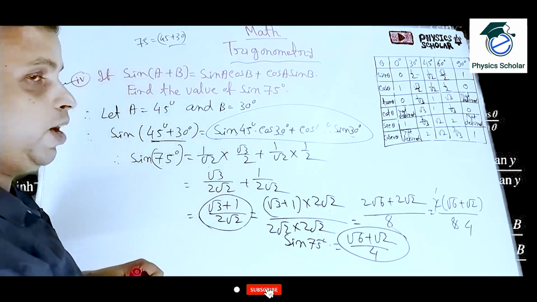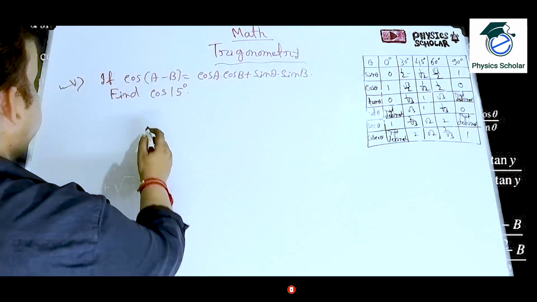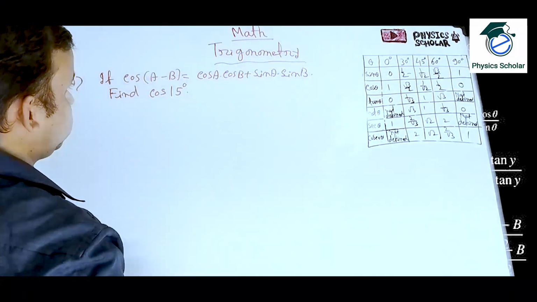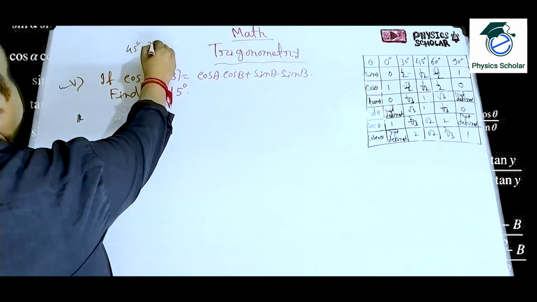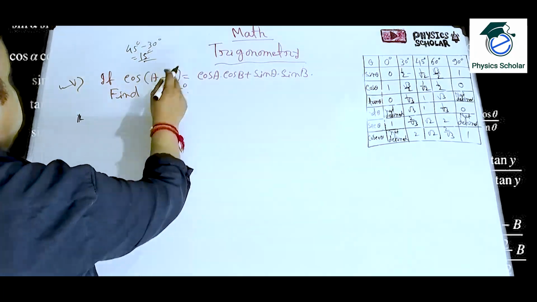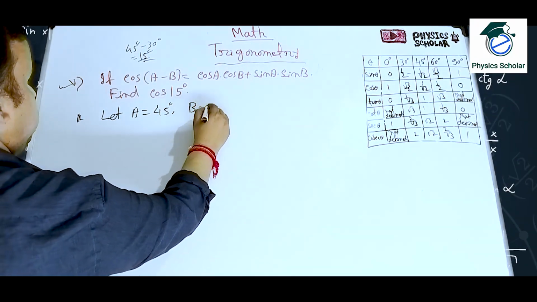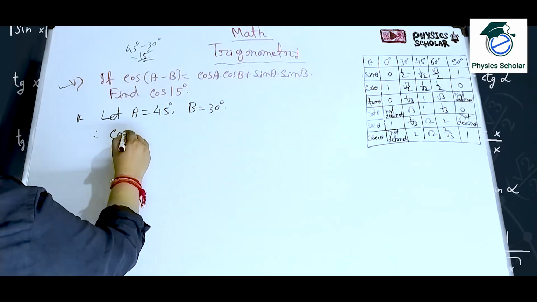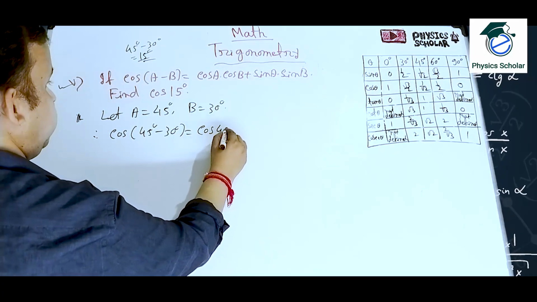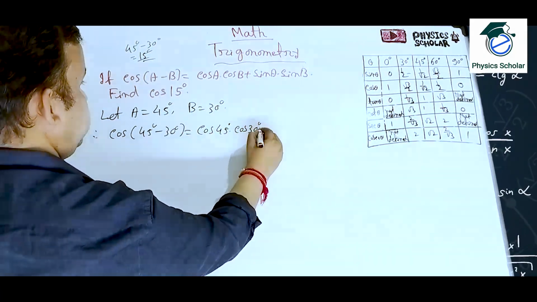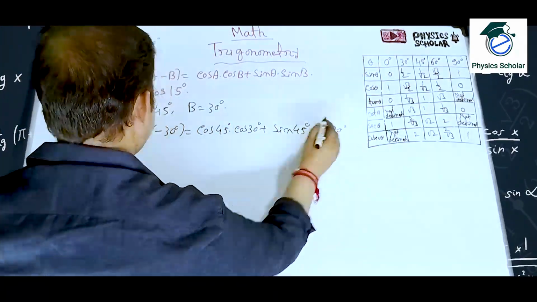So now let us move to the sum number 5. Students, here sum number 5. It is given cos of A minus B is equal to cos A cos B plus sin A sin B. We have to find out the cos 15 degree. So just like the previous sum, 45 minus 30 means what? 15 degree. Clear? So let angle A is equal to 45 degree and angle B is equal to 30 degree. Clear? So cos of 45 degree minus 30 degree is equal to cos 45 into cos 30 plus sin 45 into sin 30.